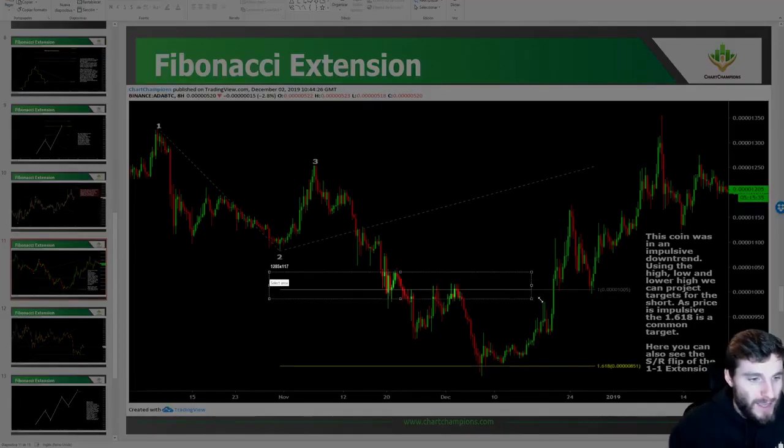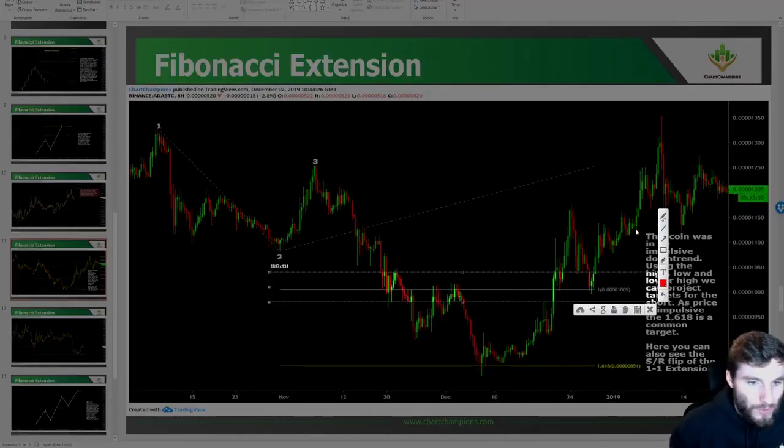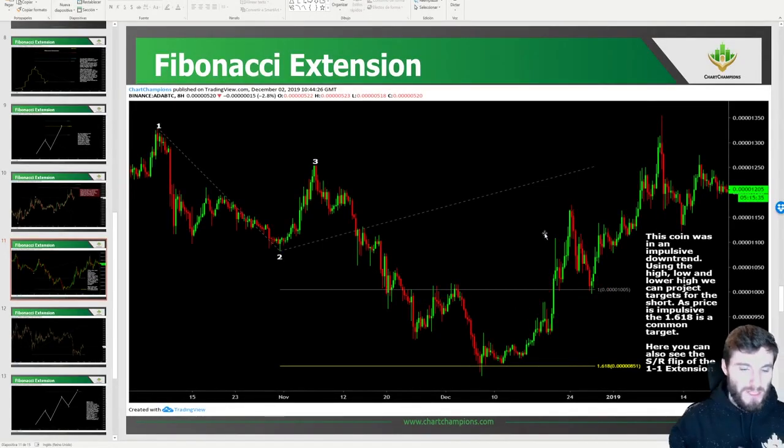But what you see here is that region of support, old support, flipping to resistance on the 1-to-1, flipping back into support. So when it broke, coming back tested that before moving up very, very big to the upside. Again, this coin was impulsively downtrending. Okay, so using the high, low, lower high, we can project targets for a short. As price is impulsive, the 1618 is a common target. Here you can also see the SR flip as mentioned off that 1-to-1 level. And that's the same with all fibs that I've done in the past.